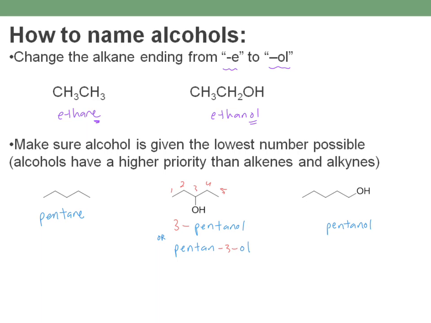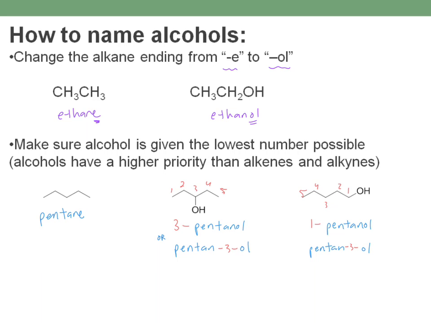With this last example, it's not the same one. I don't have the OH on carbon number 3. I'm definitely going to label this carbon 1, 2, and 3 so that my OH is on my lowest carbon. So this would just be a 1-pentanol. So we have a 1-pentanol versus a 3-pentanol. Or like I was saying, you could also name this pentan-3-ol, and I'll put the 3 in there.